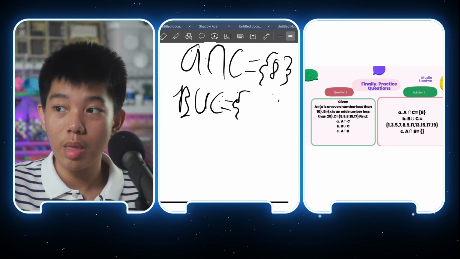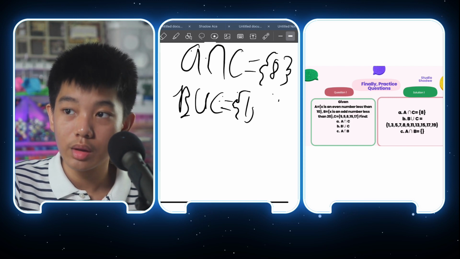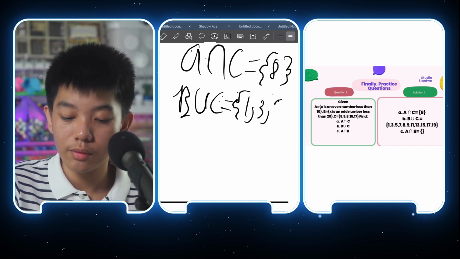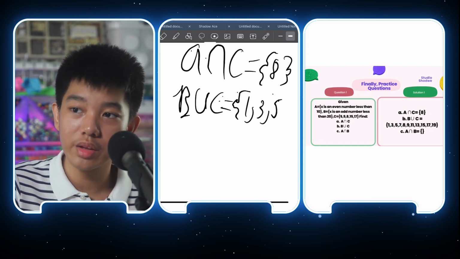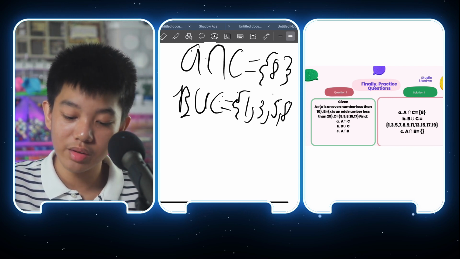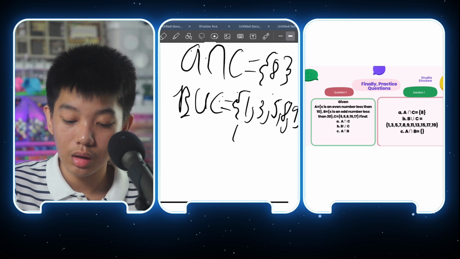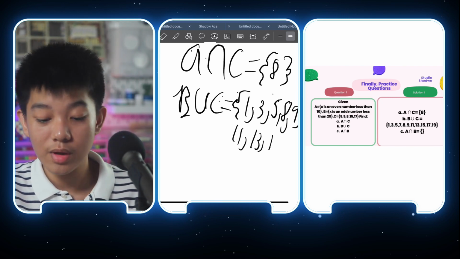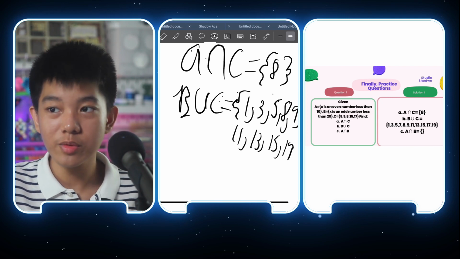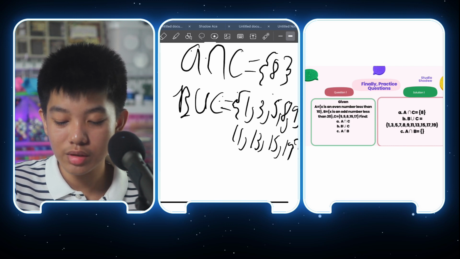So starting from B being odd numbers less than 20, it's 1, 3, 5, which is also part of C, so we don't need to repeat that twice. 8, because 8 is also part of C. 9, 11, 13, 15, and 17. 15 and 17 are also part of C, so you don't need to repeat that. And this is your union set.